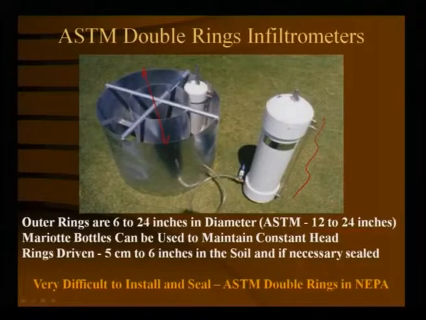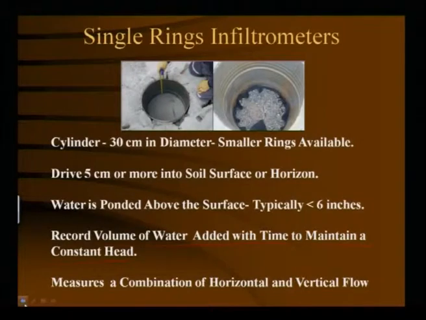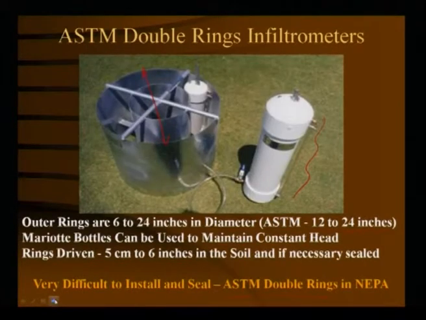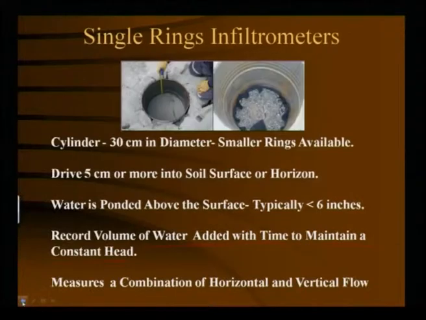Particularly, ASTM double rings are very difficult to install and seal. Single rings are easy to install and easy to seal. It is particularly difficult in a double ring, because this entire unit has to go inside, because this is a pipeline from where there. But in the case of a single ring, there is nothing, you can add water from the top.